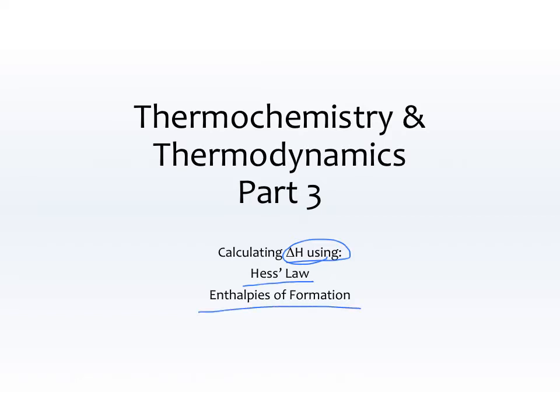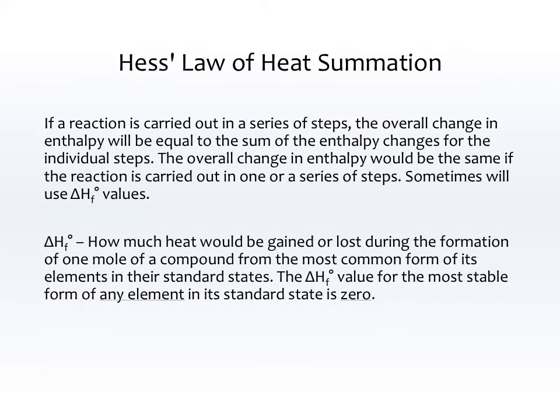Let's get started. So Hess's Law of Heat Summation says that if a reaction is carried out in a series of steps, the overall change in enthalpy will be equal to the sum of the enthalpy changes for the individual steps. In other words, add up the individual steps and you'll get the total. The overall change in enthalpy would be the same if the reaction was carried out in only one step or multiple series of steps. Sometimes, in order to use this process, we're going to be using the delta Hf values from that reference chart that you used in our last video.